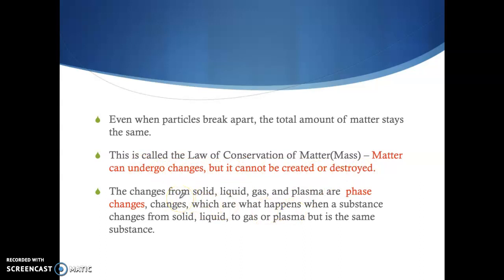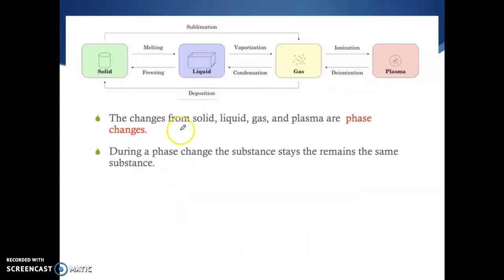So when we're moving from solid to liquid to gas or plasma, these are called phase changes. Oh, sorry, I changed it to look like this. So this is what you want to write down. These are called phase changes: solid, liquid, gas. It's like evaporation, condensation, melting, freezing, ionization or deionization. Those are called phase changes. And during a phase change, the substance remains the same substance. Its identity does not change. And that's what's important about the phase change.